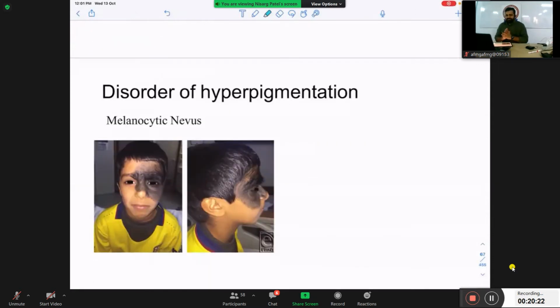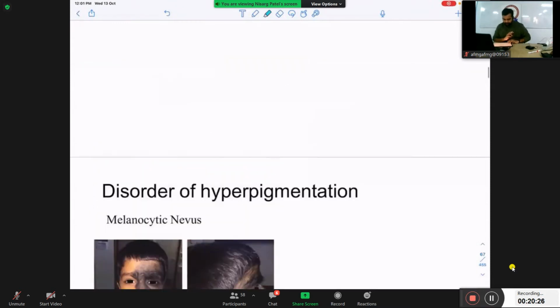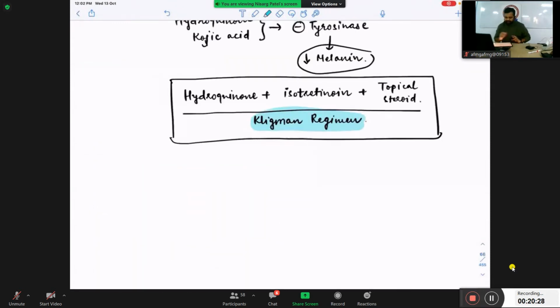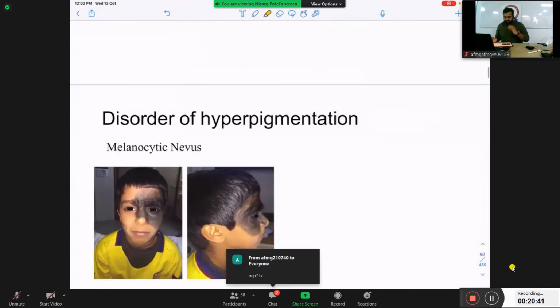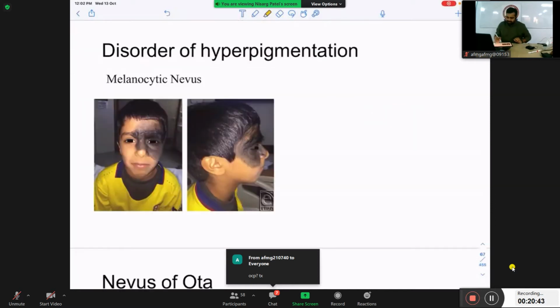Second is a melanocytic nevus. If we are giving these three medicines all together, this regimen is a Kligman regimen. Melanocytic nevus, you just have to remember this image.